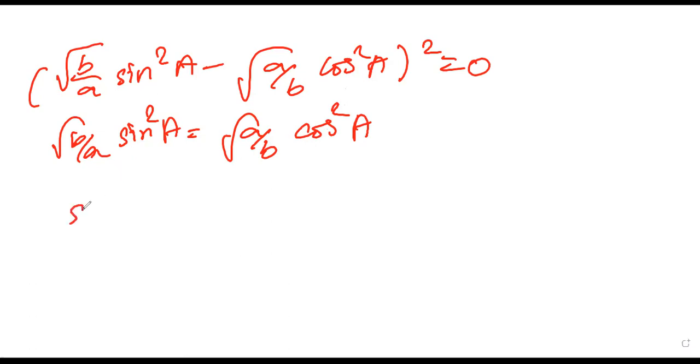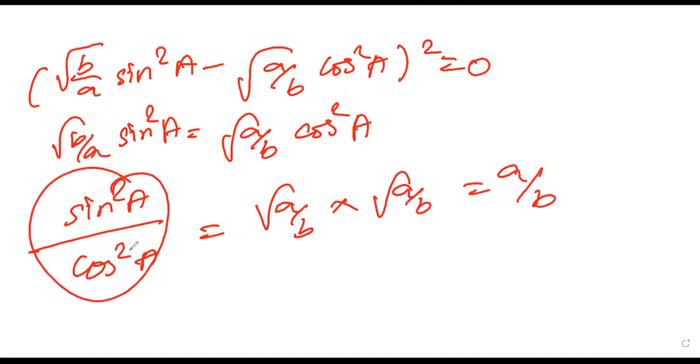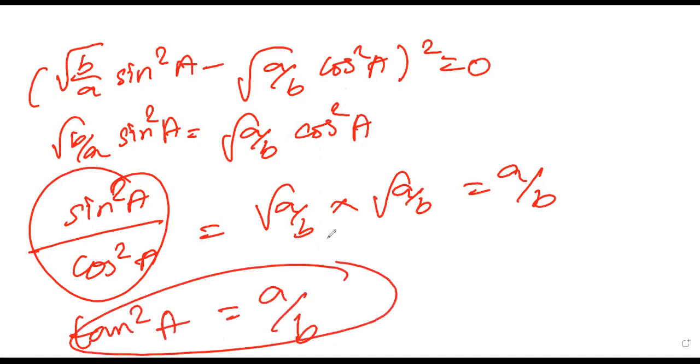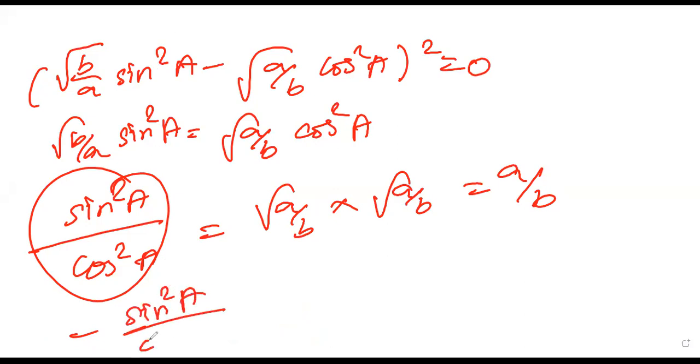Now what happens? Sin square a by cos square a can be written as square root of a by b into square root of a by b, which is a by b. Sin square a by cos square a is nothing but tan square a is equal to a by b, right? You can write it like this. Okay, tan is also not the right word. You can write it like this. Sin square a by cos square a is equal to a by b.